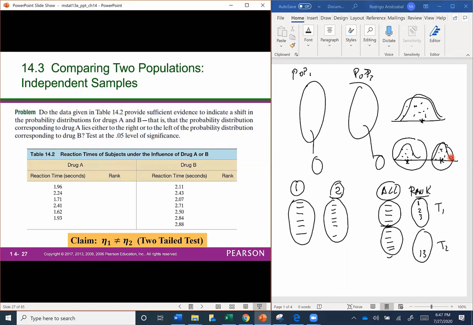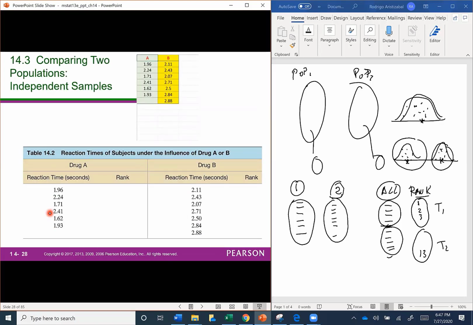But after that, we collect our sample, and we notice that those values are shifted to the right of all of this. But we need to verify statistically that the median of this population is to the right of this median. The median, excuse me, not the mean, the median.